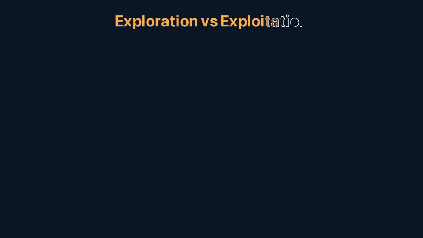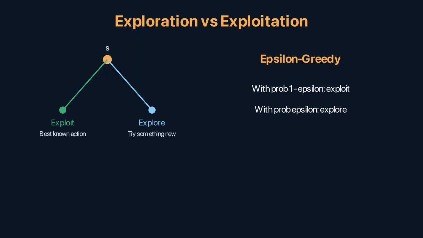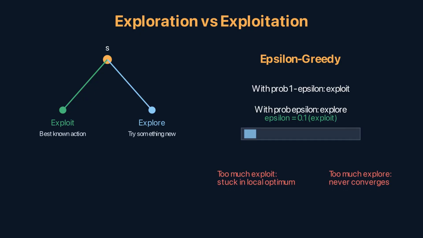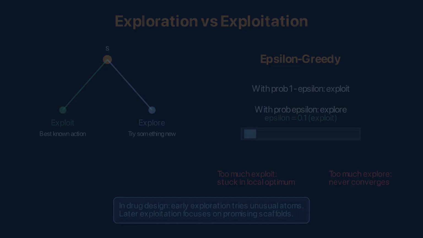The exploration-exploitation trade-off. Always choose the action with the highest estimated Q, exploitation, and you might miss a brilliant move you've never tried. Always choose random actions, exploration, and you never capitalize on what you've learned. Epsilon-greedy: with probability 1 minus epsilon, pick the best known action. With probability epsilon, pick randomly. Start with high epsilon, explore widely. Gradually reduce epsilon, exploit more as knowledge accumulates.